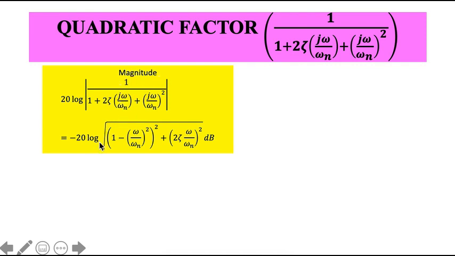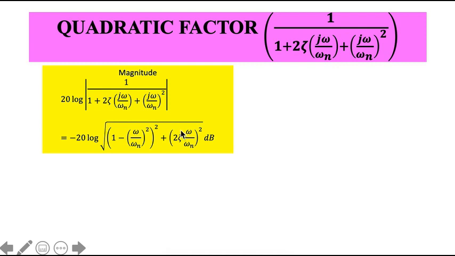It is 20 log magnitude of 1 by 1 plus 2 zeta j omega by omega n plus j omega by omega n whole square. So the real part is minus 20 log of 1 plus omega by omega n whole square, then the imaginary part whole square.